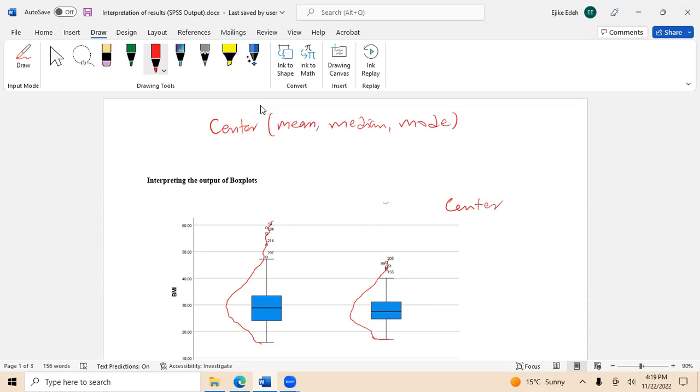And then you can interpret this box plot based on spread. Okay, for spread, you will normally use variance, or we use standard deviation. Okay. And a third way to interpret this box plot will be based on shape. You write it over here. For shape, you essentially talk about skewness.